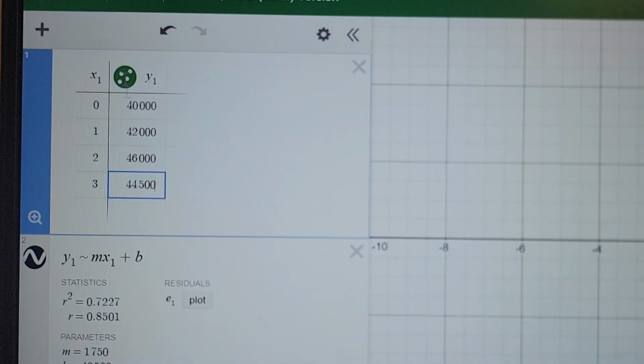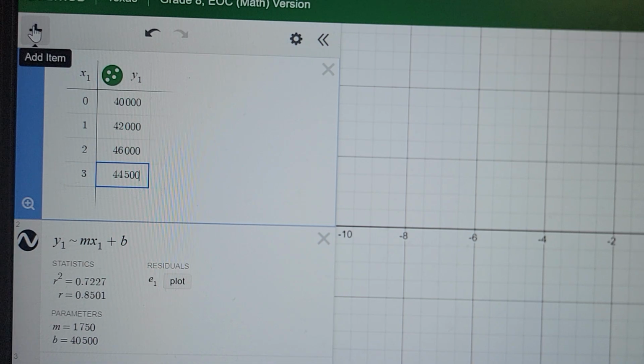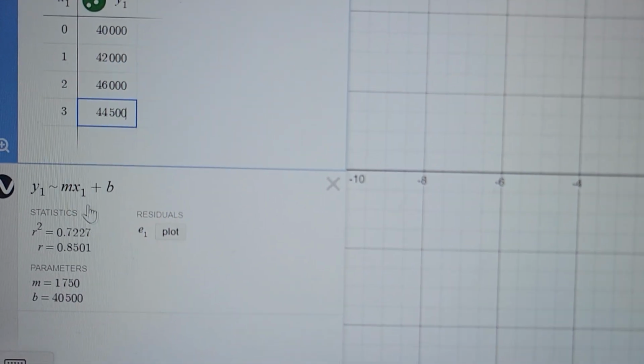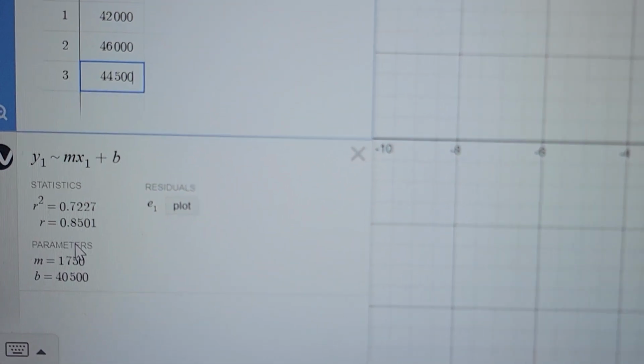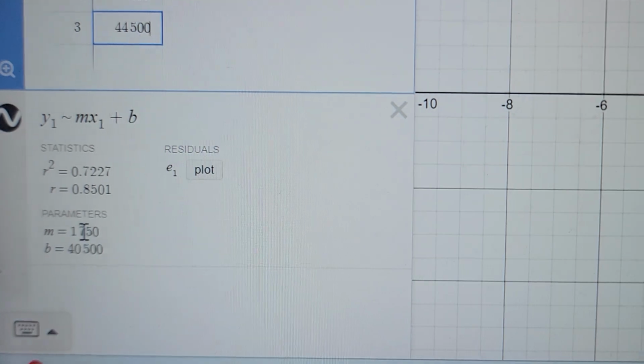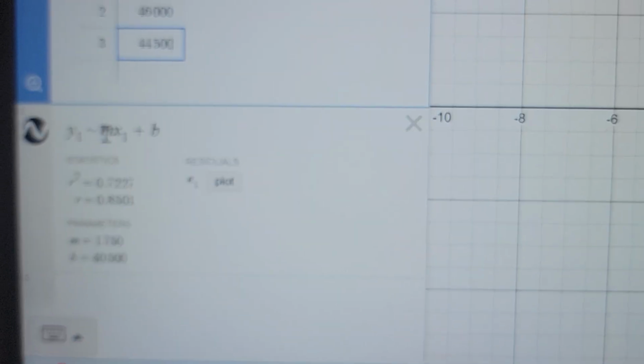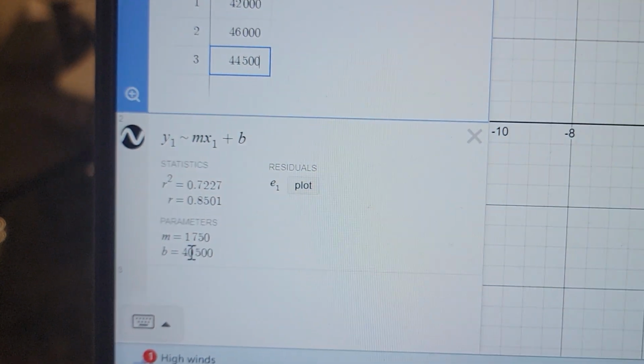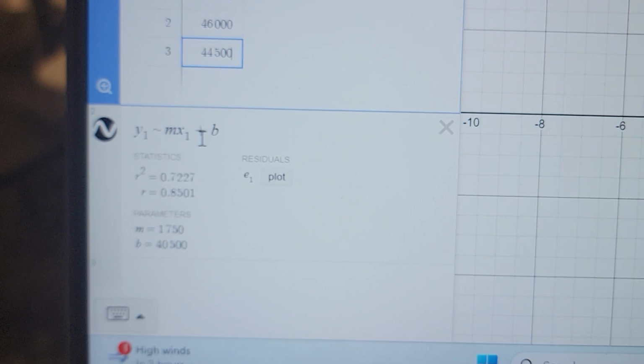All right, so now we typed it in. Remember, you go to plus, you add the item for the table, and then you have to type in your formula. Now the M number is 1750. That's going to go in my M spot here. The B number is positive because I have a plus 40,000.